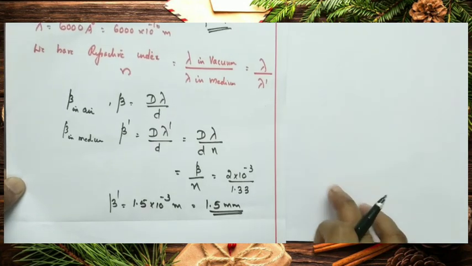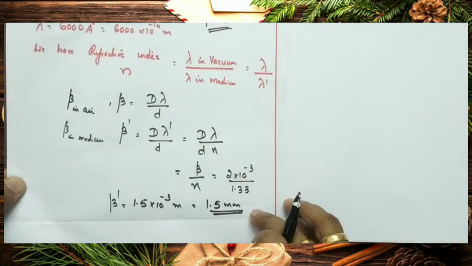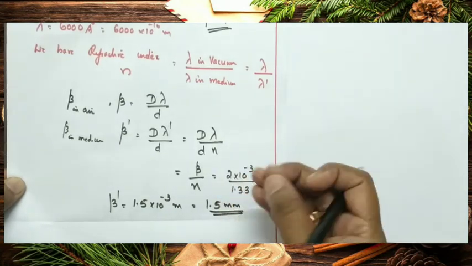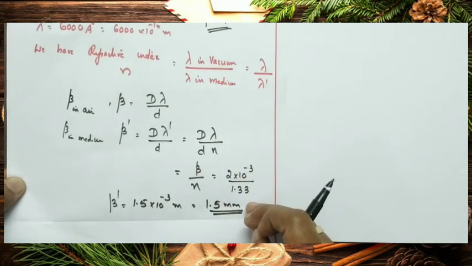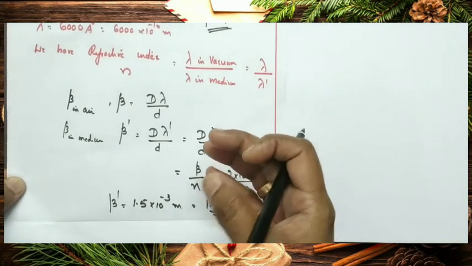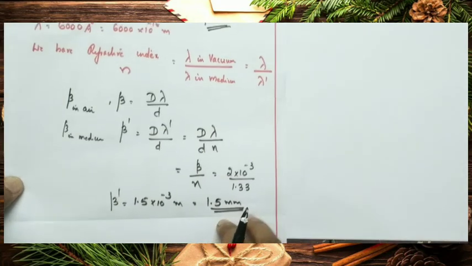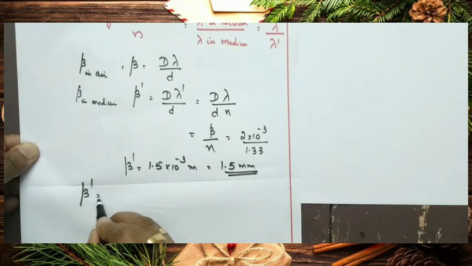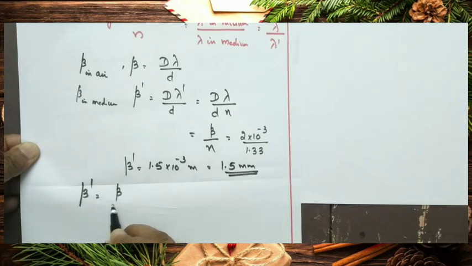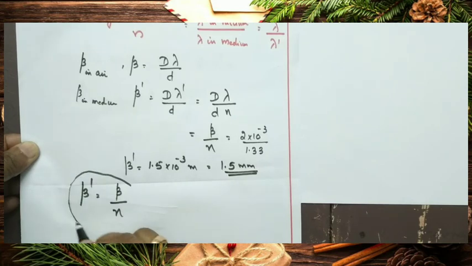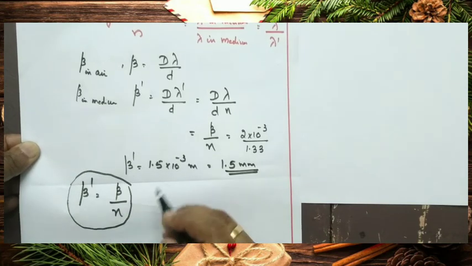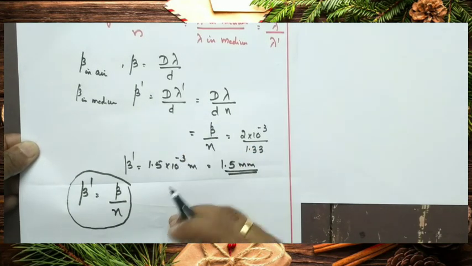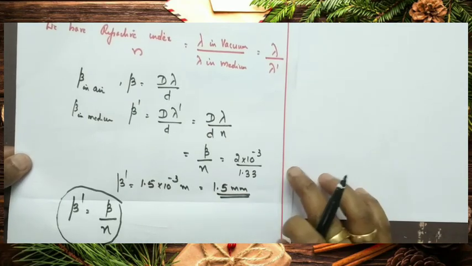So we can say that the fringe width decreases. In air the fringe width is given; in a medium, how will you find the fringe width? The original fringe width divided by the refractive index. So the general formula is, in any medium the fringe width is given by the original fringe width in air divided by the refractive index of the particular medium. So in a medium the fringe width always decreases by how many times? The refractive index times.